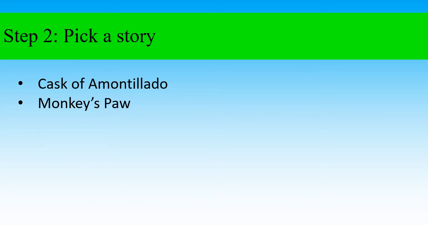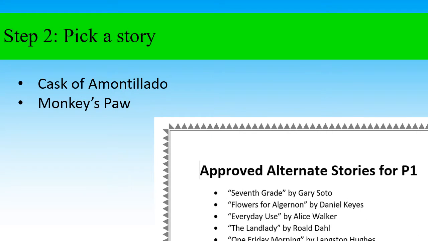Step 2, pick a story. Of course, the first 2 obvious choices, Cask of Amontillado, Monkey's Paw, but there is that approved list of alternate stories for this project available to you in the resources folder on the course page.